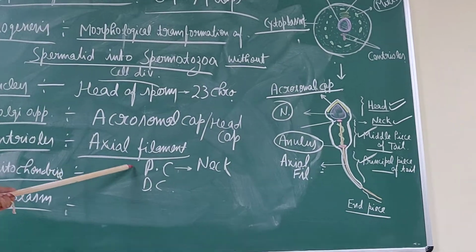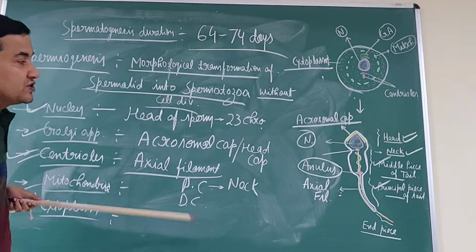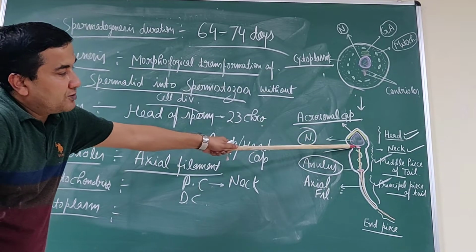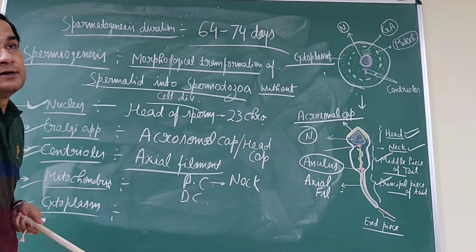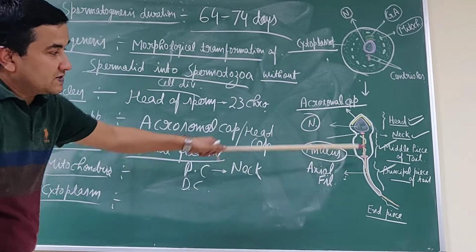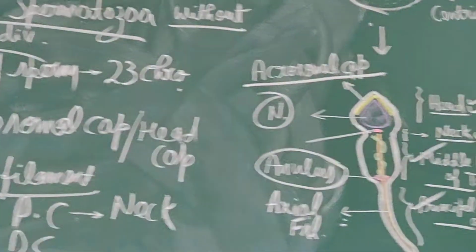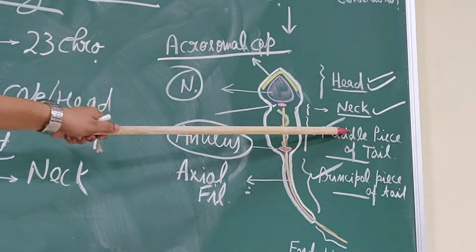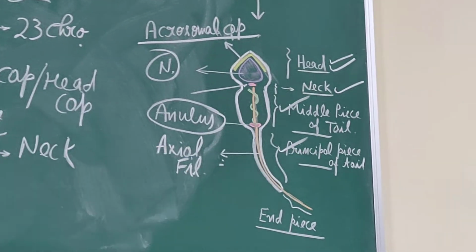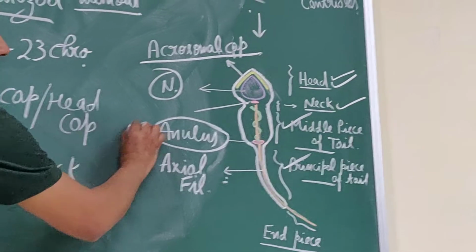It gives the axial filaments, and the centrioles shift, proximal and distal. The proximal is present in the neck region, while the distal is present at the junction of the body and the tail, or you can say at the junction of the middle piece and the principal piece, and this centriole is now named the annulus.